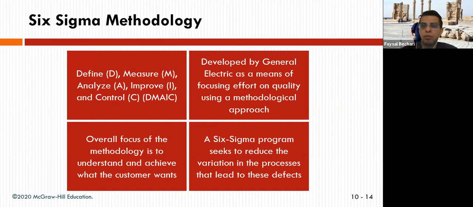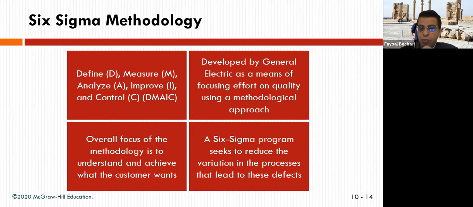It was first developed by General Electric as a means of focusing effort on quality using a methodological approach. Now you notice that GE, General Electric, has very good quality products. The overall focus of the methodology is to understand and achieve what the customer wants. So you design according to what the customer wants, then you start building or improving your products accordingly.